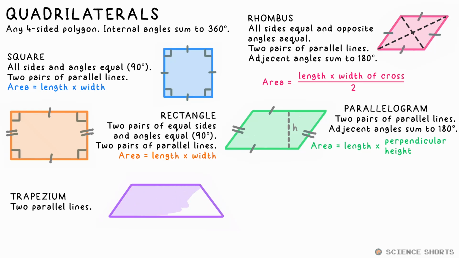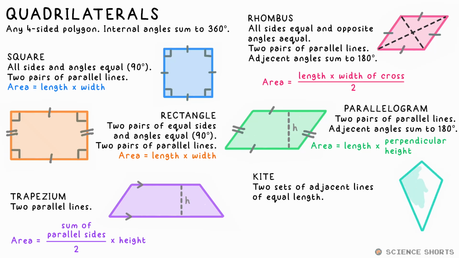A trapezium or trapezoid only has 1 pair of parallel lines. The other 2 aren't parallel. The area is given by the average length of the parallel sides, so half their sum, multiplied by the height. Finally, a kite is a kite. It has 2 pairs of lines of equal length that are joined to each other. We can use the cross formula from the rhombus here again to find the area.